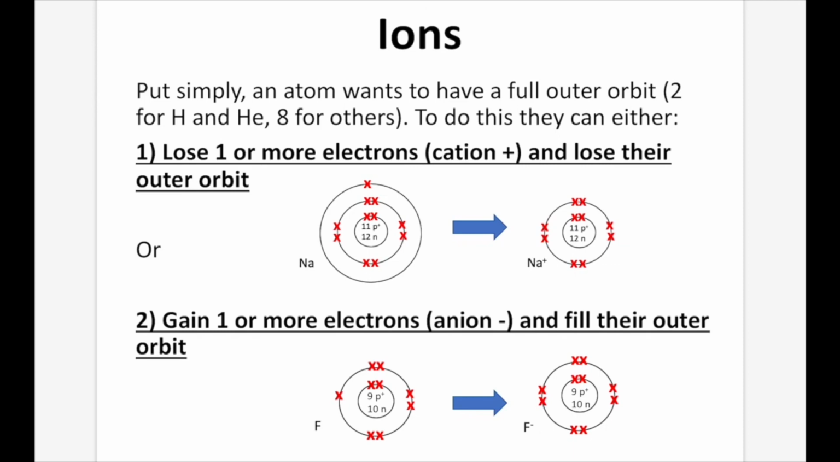Put simply, an atom wants to have a full outer orbit, 2 for hydrogen and helium, and 8 for all the other ones. To do this, they can either, number 1, lose one or more electrons, become a cation, and lose their outer orbit, or 2, gain one or more electrons, become an anion, and fill their outer orbit.